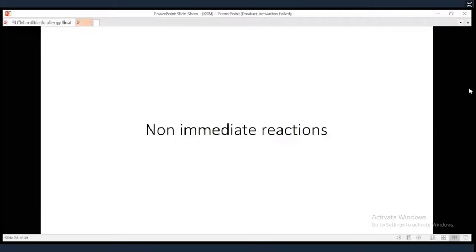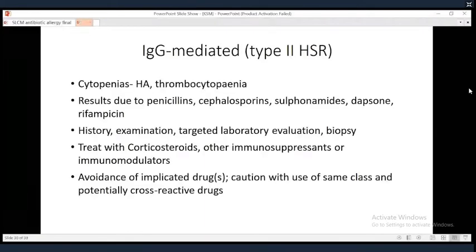So just a few words about non-immediate reactions. Non-IgE-mediated reactions, cytopenias, as I said before, can commonly occur as a result of penicillins, cephalosporins, sulfonamides, and rifampicin. So here again, history, examination, targeted laboratory evaluation and sometimes skin biopsy are important. They are treated with corticosteroids or other immunosuppressants or immunomodulators.